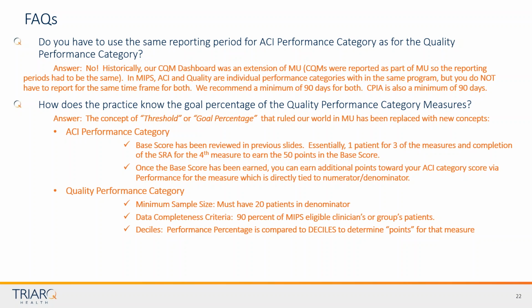For the quality performance category, there's not thresholds or goal percentages, but there are some new concepts to be aware of. The minimum sample size: you have to have 20 patients in your denominator to report a measure. So be watching that denominator, and we touched on this earlier in the presentation with respect to why you might extend your reporting period past 90 days. You may need to do that for some of your measures in order to get 20 in that denominator.